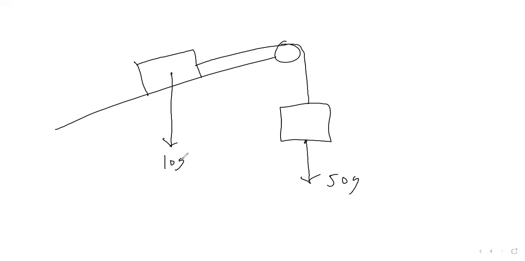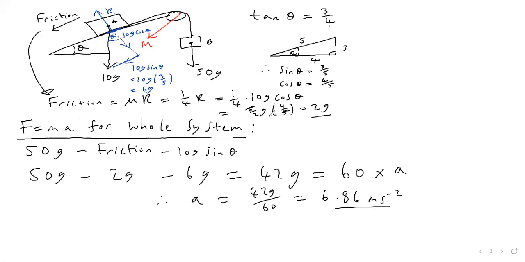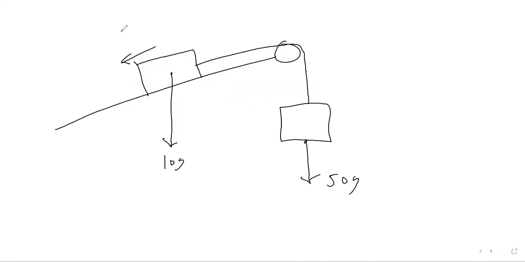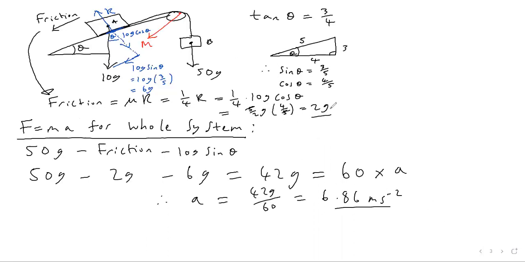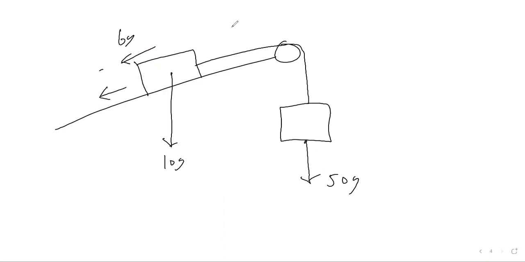So again, I'm going to draw up my diagram again. I've got my block there, I've got my pulley up there, connected down there to this block down here. And I know that I've got my 50g down there, and again my 10g down there. But I've got the component of weight going down this direction, this component parallel to the slope, which we calculated to be 6g. So we've got this 6g opposing the motion, and we've also got this friction, which we calculated to be 2g, wasn't it? Yeah, 2g.